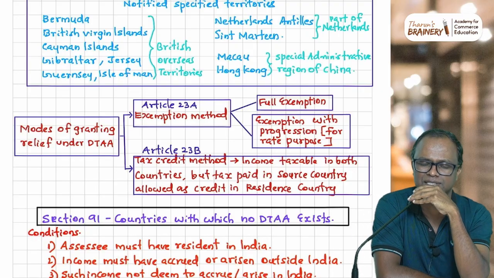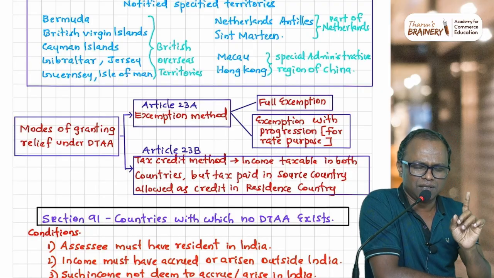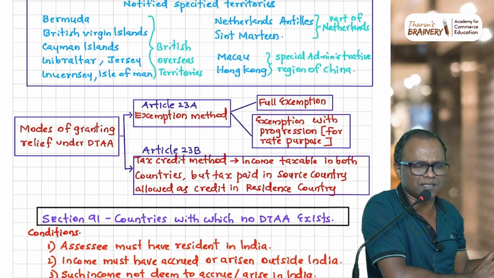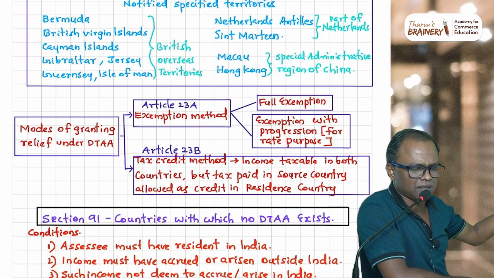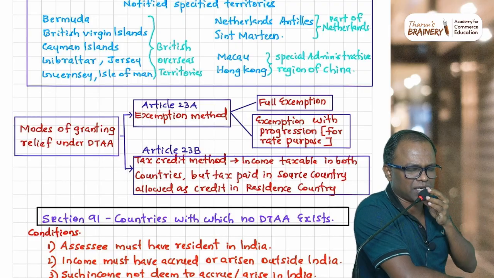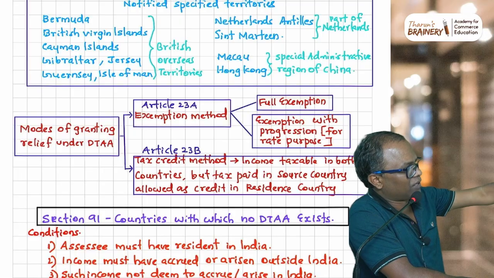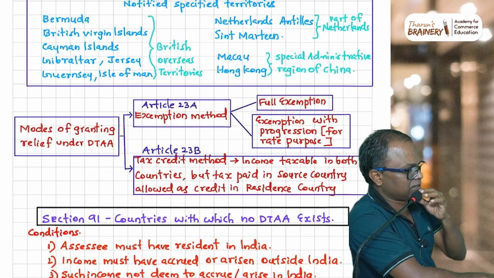So that's the idea. Only one time they asked this question for CA Final. Recently they are asking tax credit method or exemption method in a combination manner, right? Even tax credit and section 91 they are asking simultaneously. So they are not asking this area, but once they asked this exemption with progression.